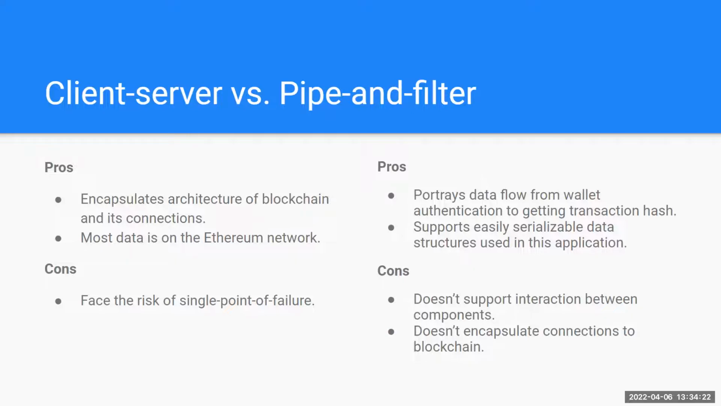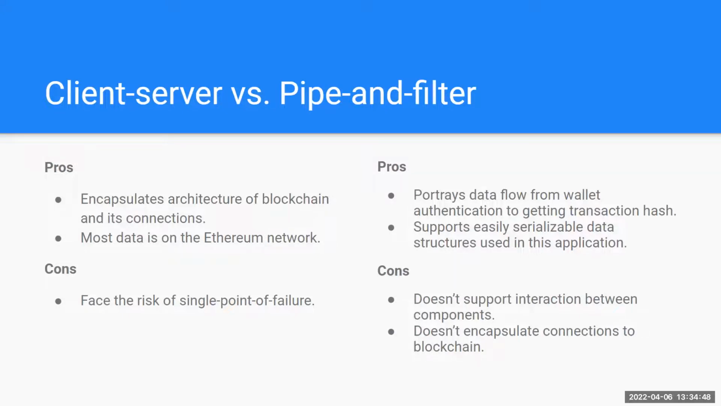machines. One con of the client server model is that you face the risk of single point of failure, which means if one part of the application doesn't work, then the rest of the functionality of the application won't work.